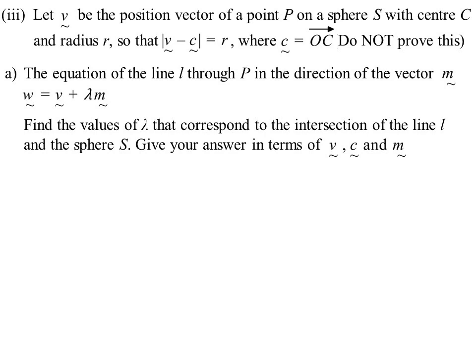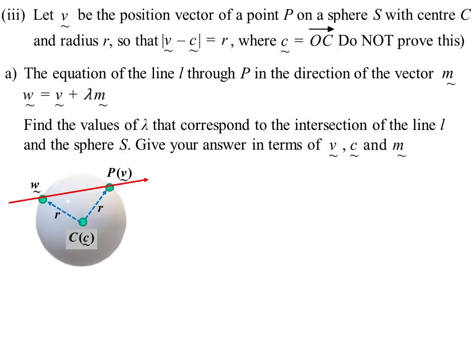The equation of the line L through P in the direction of the vector M is W equals V plus lambda M. So that's the equation. Find the values of lambda that correspond to the intersection of the line and the sphere, and your answer is going to be in terms of these 3 vectors, V, C and M. Well, I'm going to need a diagram for this. So there's my sphere. P is just some point on the sphere.